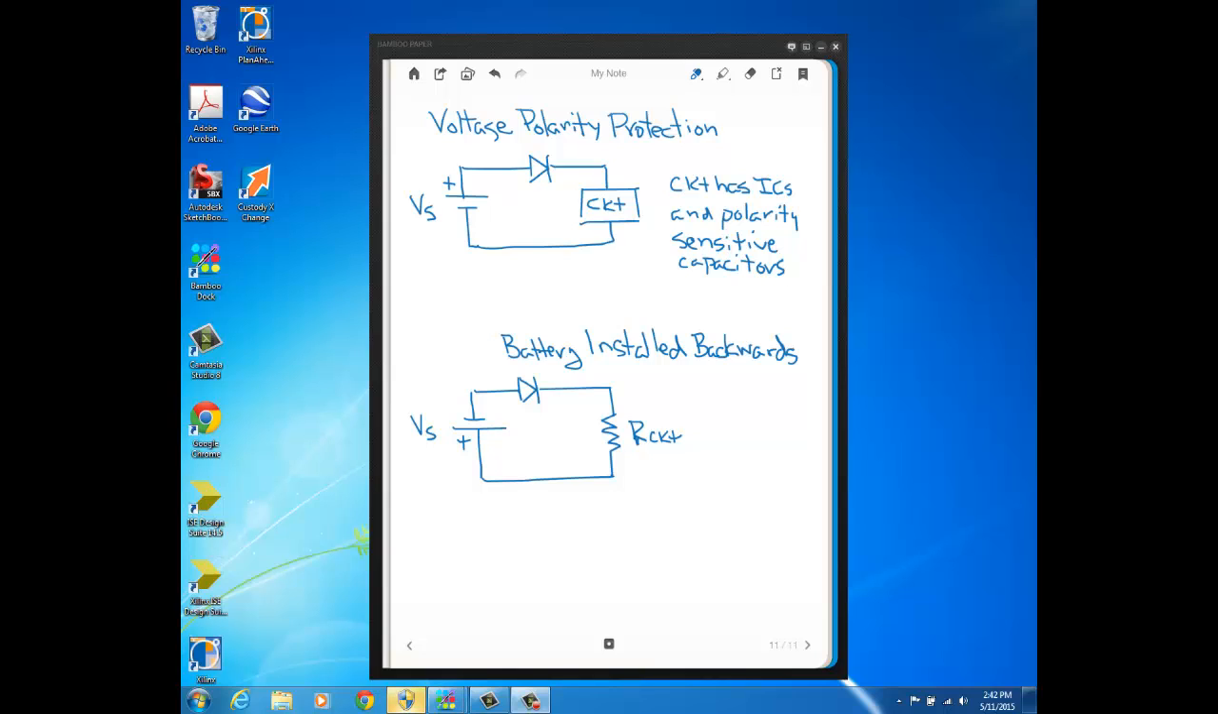This video is the first video discussing some common applications of diodes. We're going to start with an application of a diode where you can protect components that are voltage polarity sensitive.